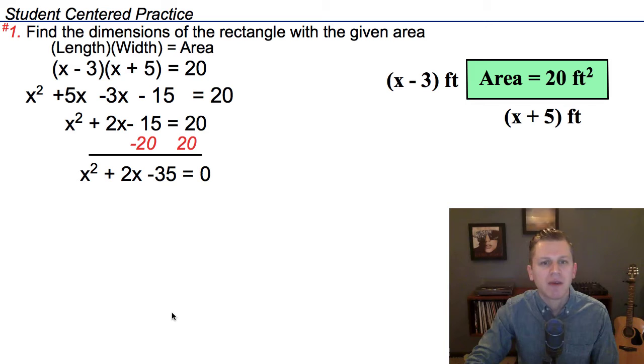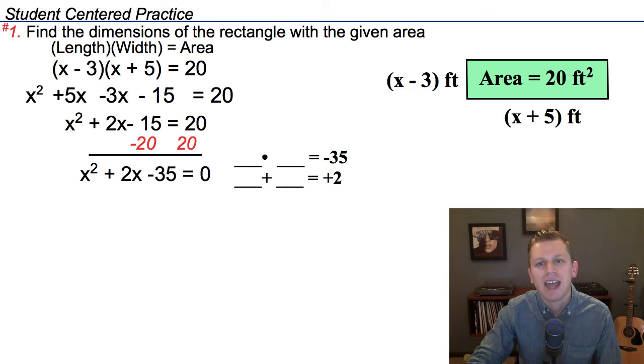At this point, we have it in standard form. We want to put it in factored form, so we'll use trinomial factoring. You need two numbers that multiply to negative 35 and add to 2. We know that when two numbers multiply to a negative, one number has to be positive and one number has to be negative. In this case, you get positive 7 and negative 5.